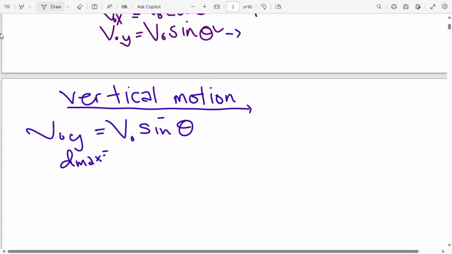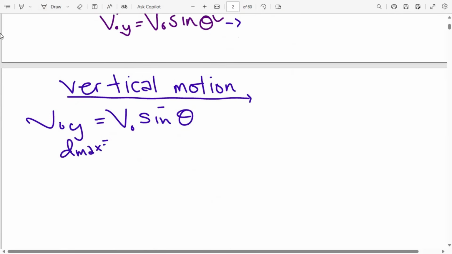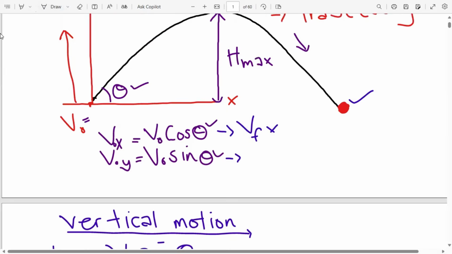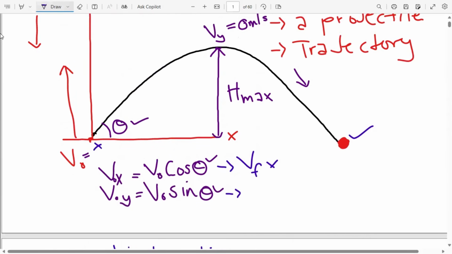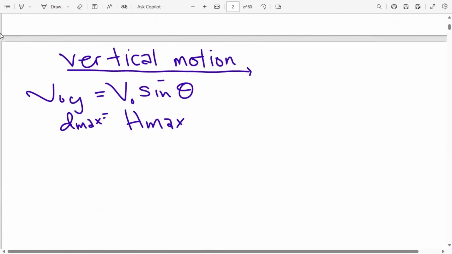This is the point that I've labeled as the maximum height, which means the maximum displacement in the y is equal to h max. You're also going to notice that for the object to travel from its initial point up to that maximum point, where the final velocity in the y will be 0, it is going to take a time t, which we call the time of flight up to the maximum height.